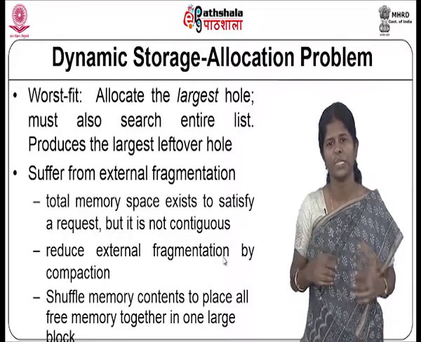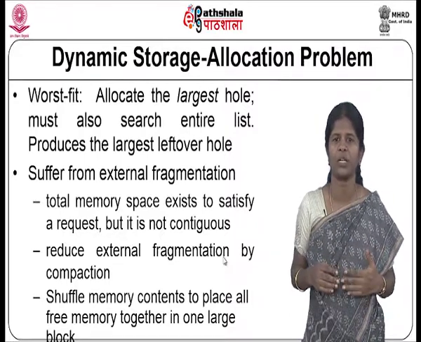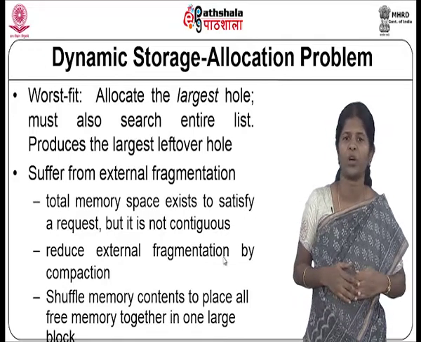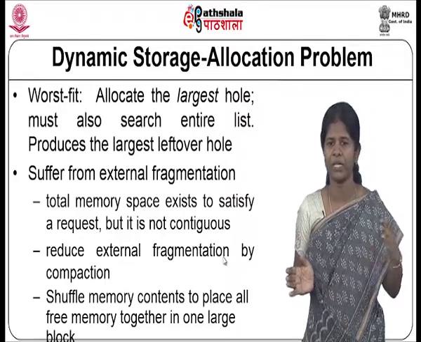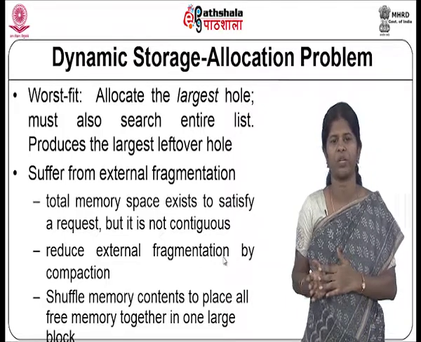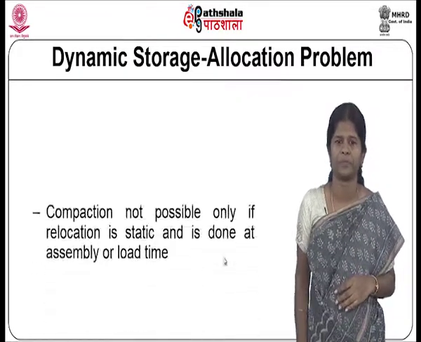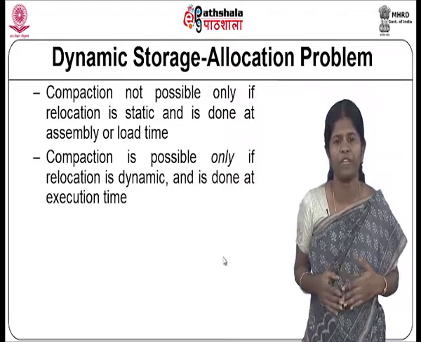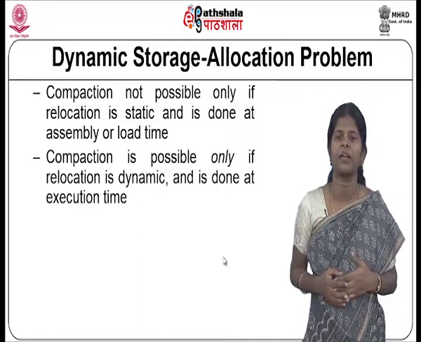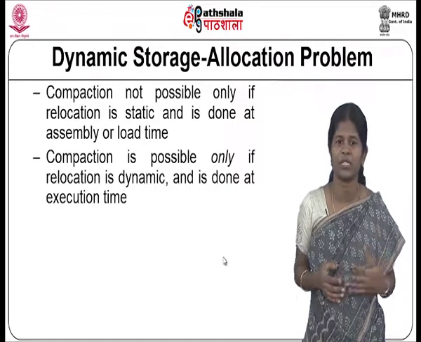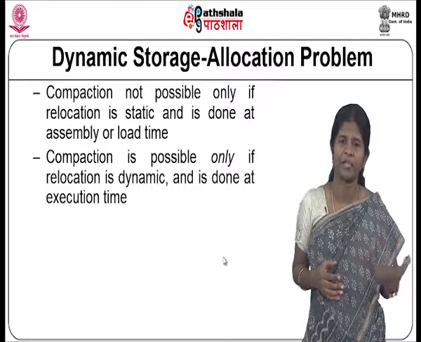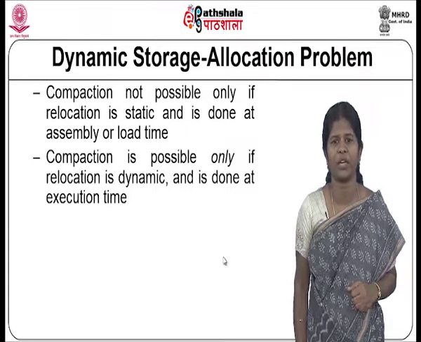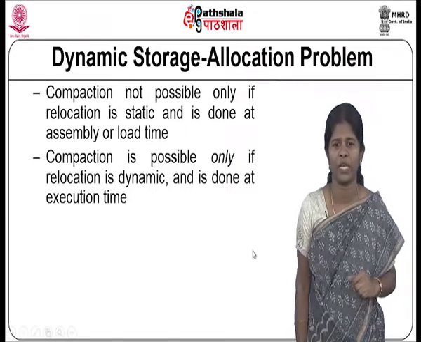This is called external fragmentation, and how can it be reduced? It can be reduced by means of compaction. What is compaction? You shuffle all the memory contents to place all the free memory together into one large block. Compaction is not possible if relocation is static, that is, if the address mapping is done at assembly time or load time, but it is possible only if relocation is dynamic and done at execution time.